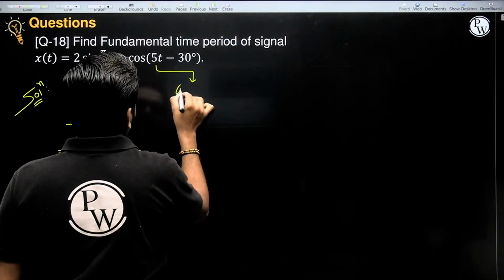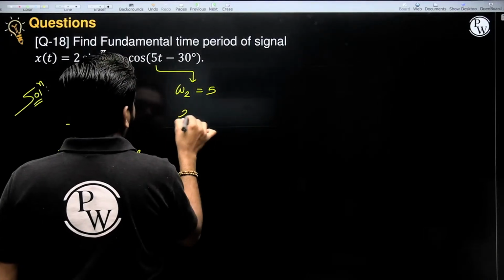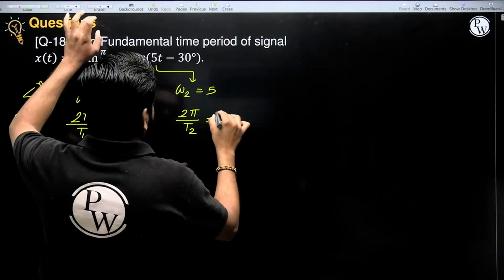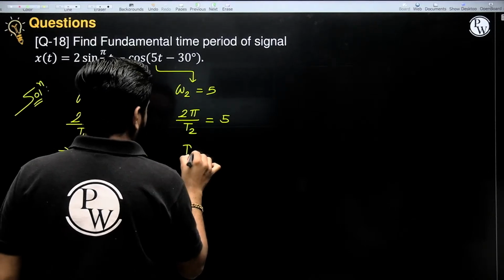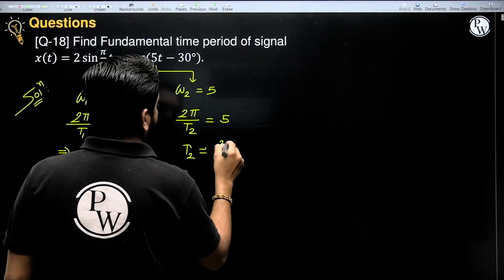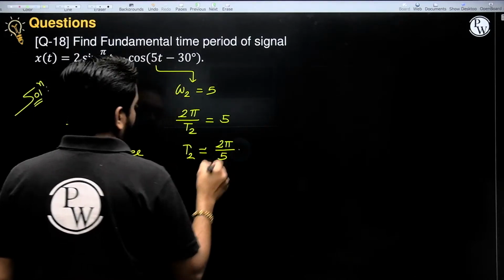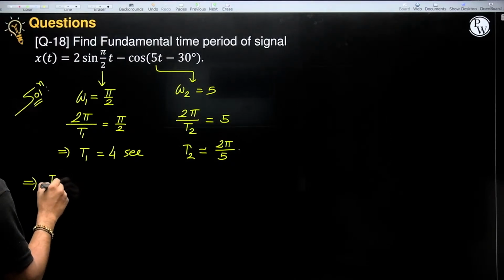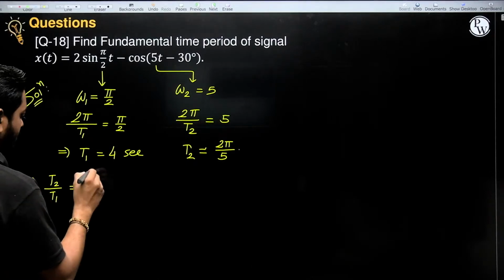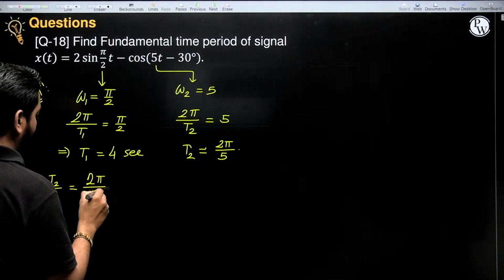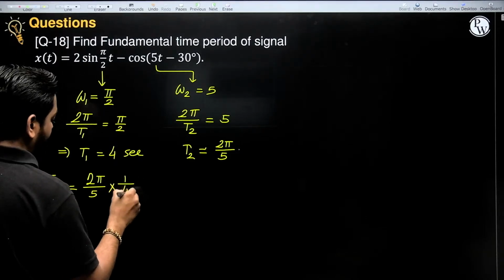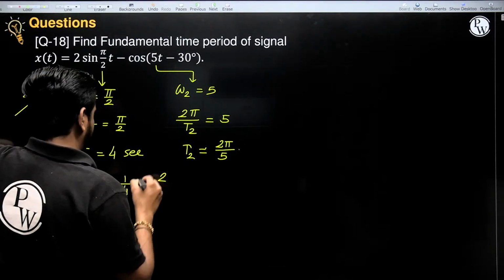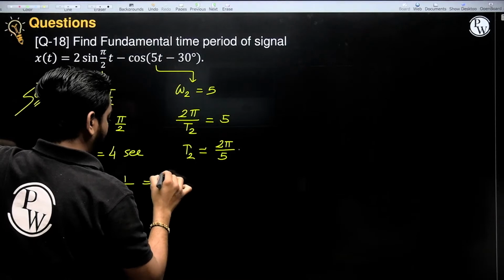Here, fundamental frequency omega 2 is 5 pi by 1, so T2 is 2 pi by 5 pi, that is 2 by 5. Now find the ratio T1 by T2 or T2 by T1. Suppose I am writing T2 by T1. T2 is 2 by 5 divided by T1, which is 4, so this is pi by 10.